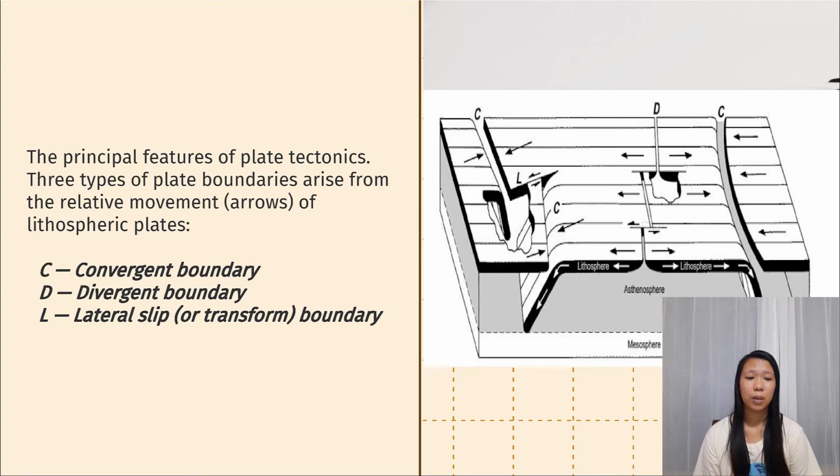Next, the divergent boundary. It is where plates divide or move apart. Lastly, lateral slip or transform boundary. This is where plates are sliding past each other. A crust is neither created nor destroyed. So without these activities that arise from these plate movements, there will be no geologic structures.